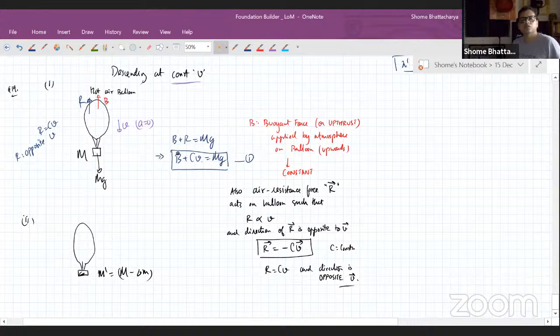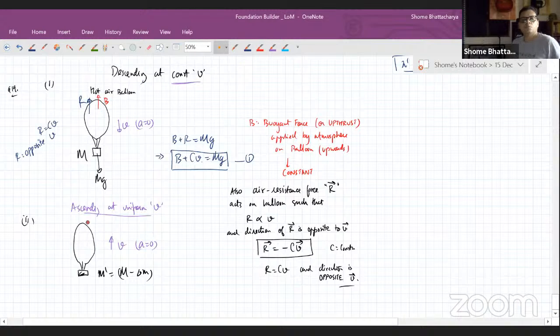So when we remove this mass, what we observe is that instead of coming down at constant velocity v, it starts ascending at uniform or constant v when that much mass is removed. So again, its acceleration is 0.